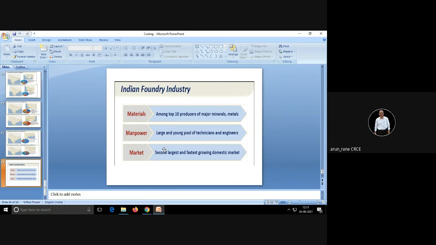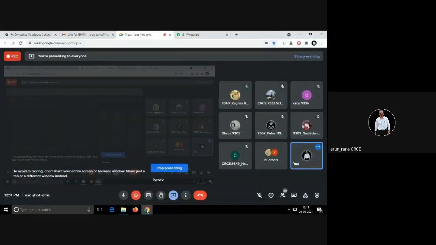So we are among the top 10 producers of the major minerals and metals, so we can get the metals required for foundry. Then we have sufficient manpower. In manpower wise, there is no issue. We are next to China. So we have a large and young pool of technicians and engineers, and we have a very good market also, isn't it? Why do foreigners invest here? Because they know that India has a good market and they can sell their products more in Indian markets.